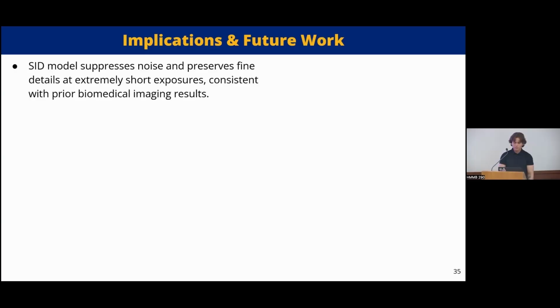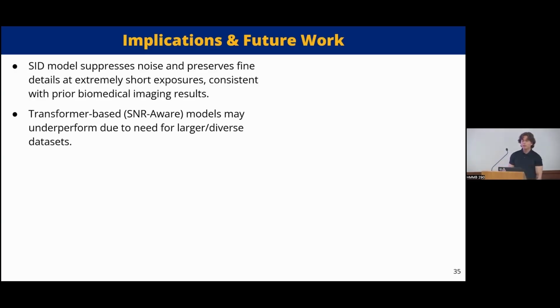So the implications of our work are that deep learning can be successfully adapted for dark field microscopy, especially those models that were originally designed for low light photography. Given our moderate dataset, the SID model was able to suppress noise and preserve fine details at extremely short exposures. This is consistent with prior biomedical imaging work that shows that convolutional networks have potential for enhancing images. It is possible that the SNR-aware model underperformed the SID model because transformer-based models tend to need a larger and more diverse dataset, which was one of our limitations in this study.